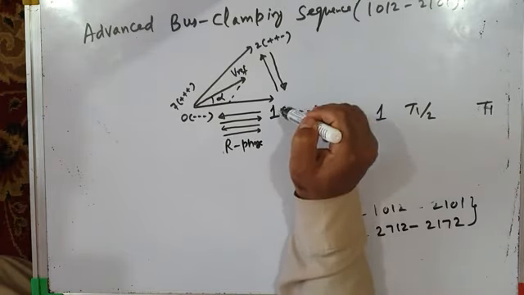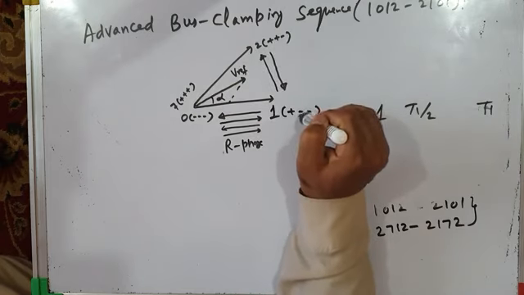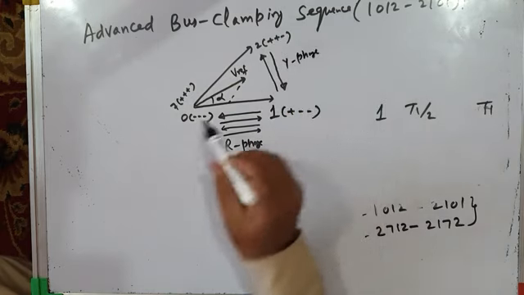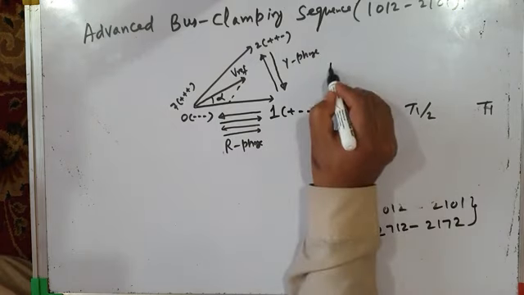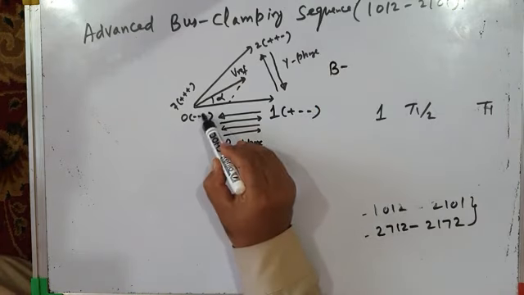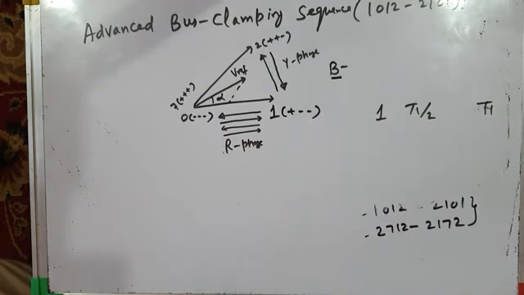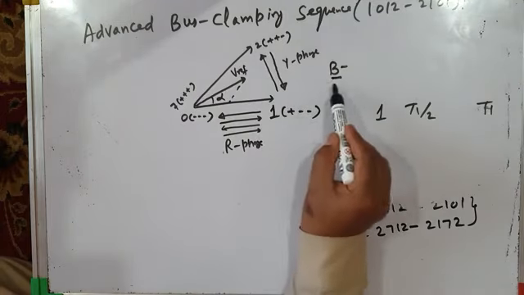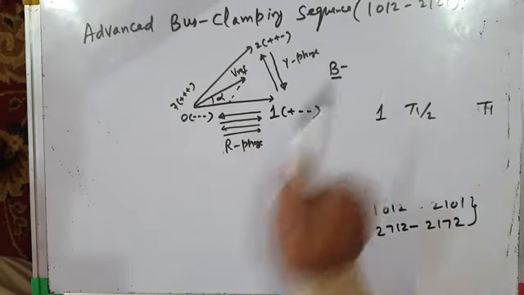And when we move from active vector 1 to active vector 2 or 2 to 1, Y phase switches, because Y phase has a status of minus here and plus here. So Y phase switches. Since we are not using null vector 7, we are using null vector 0 only. So B phase does not switch at all. So therefore B phase is clamped to negative DC bus. You can see B is minus here, minus here, minus here. So B phase is clamped to negative DC bus, B minus. So therefore R phase switches twice, Y phase switches only once, and B phase is clamped to negative DC bus. So this is for advanced bus clamping sequence 1012.